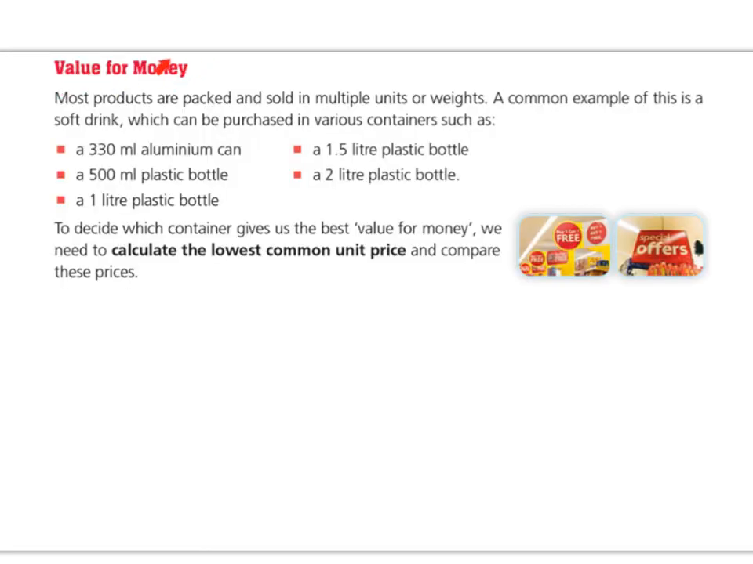Value for money. Most products are packed and sold in multiple units or weights. A common example of this is a soft drink, which can be purchased in various containers such as a 330ml aluminium can, a 500ml plastic bottle, a 1 litre plastic bottle, a 1.5 litre plastic bottle, or a 2 litre plastic bottle. To decide which container gives us the best value for money, we need to calculate the lowest common unit price and compare these prices.